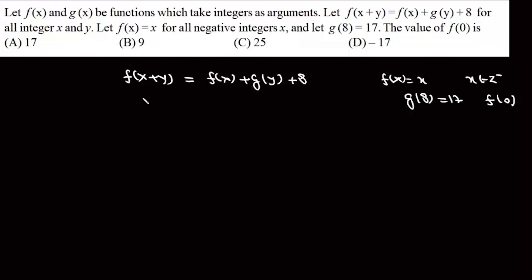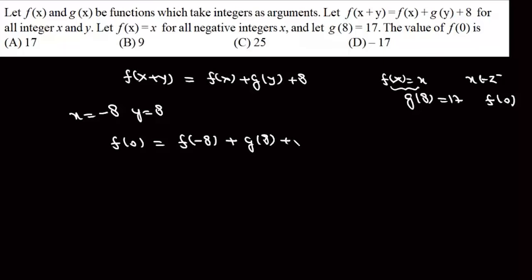Since we need to find the value of f(0) and we know the value of f(x) when x is negative, we'll take x as minus 8 and y as 8 because we know g(8). So we'll get f(0) as f(−8) plus g(8) plus 8. Now f(x) is x when x is a negative integer. So it'll be minus 8, g(8) is 17, and then plus 8. So the value of f(0) is simply 17, and that's your option A.